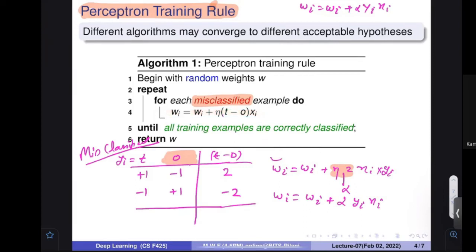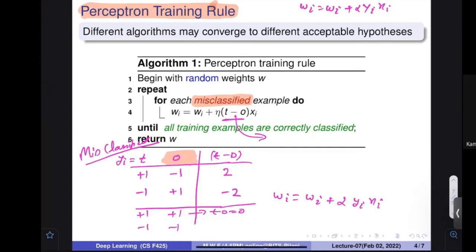So then you can ask, sir, why have we written this kind of complex thing? Why target minus output? Let me tell you why. The important thing is what the t minus o is. In case when things are right, when the item was positive, my system was telling positive. When the item was negative, my system was telling negative. At that time, target minus output becomes 0. So if I use this formula for all the data, then also it is fine.